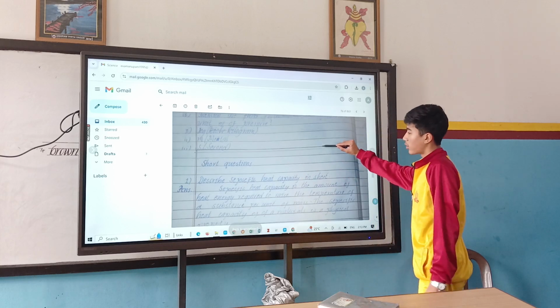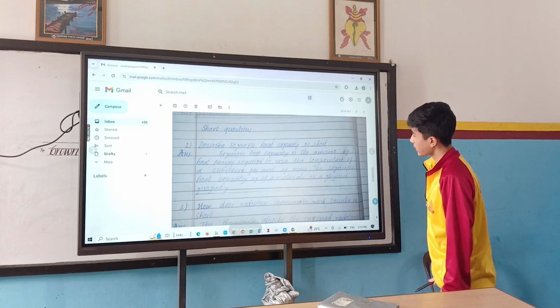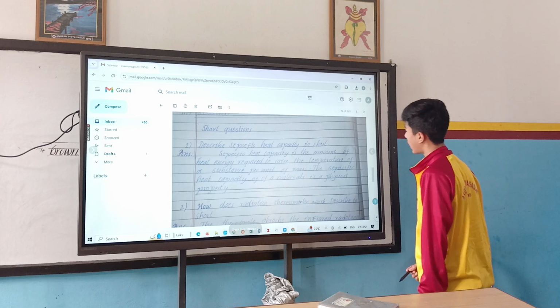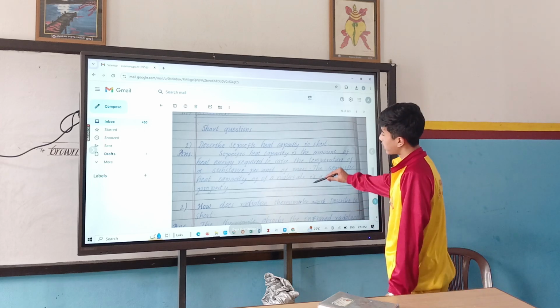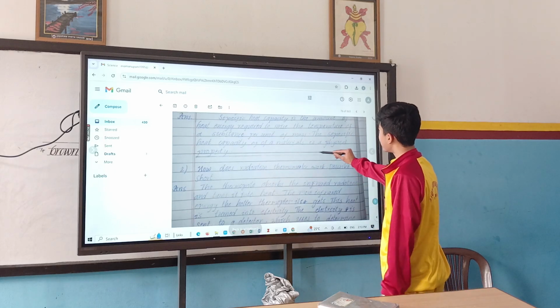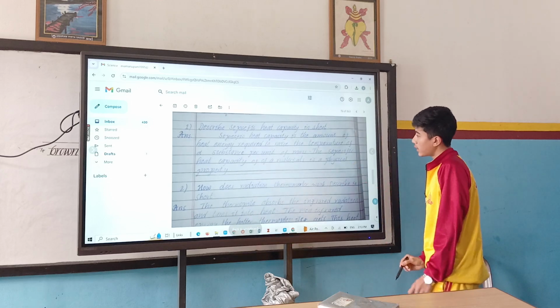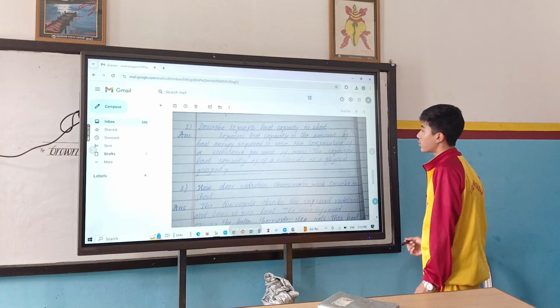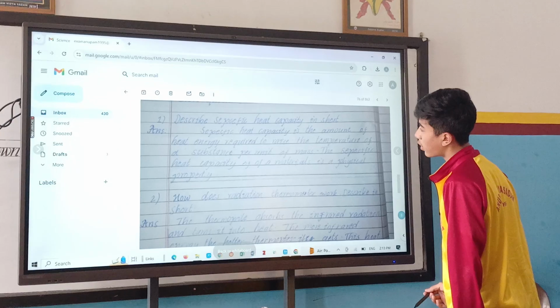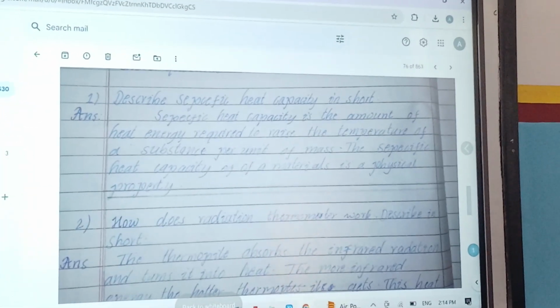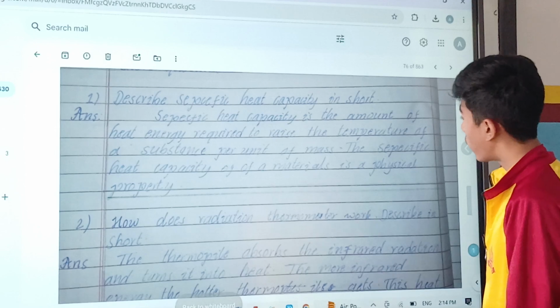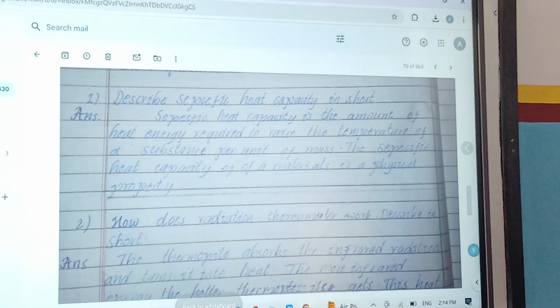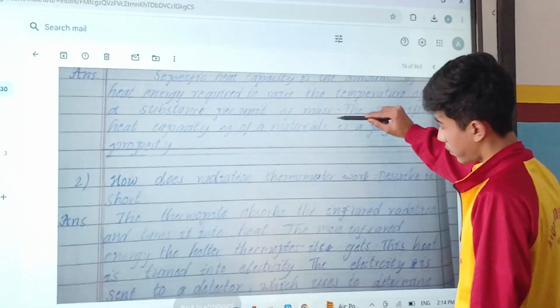Now, short question answer. Describe specific heat capacity in short. Specific heat capacity is the amount of heat energy required to raise the temperature of a substance per unit of mass. The specific heat capacity of materials is a physical property.